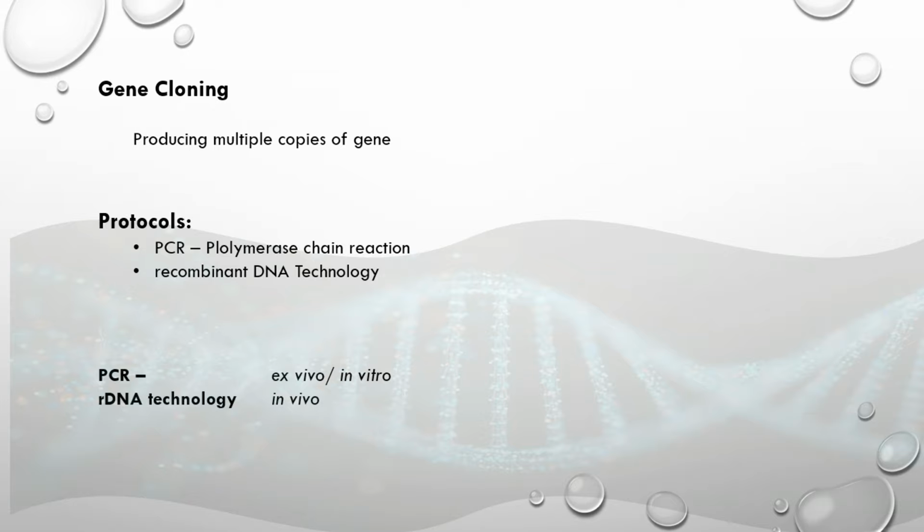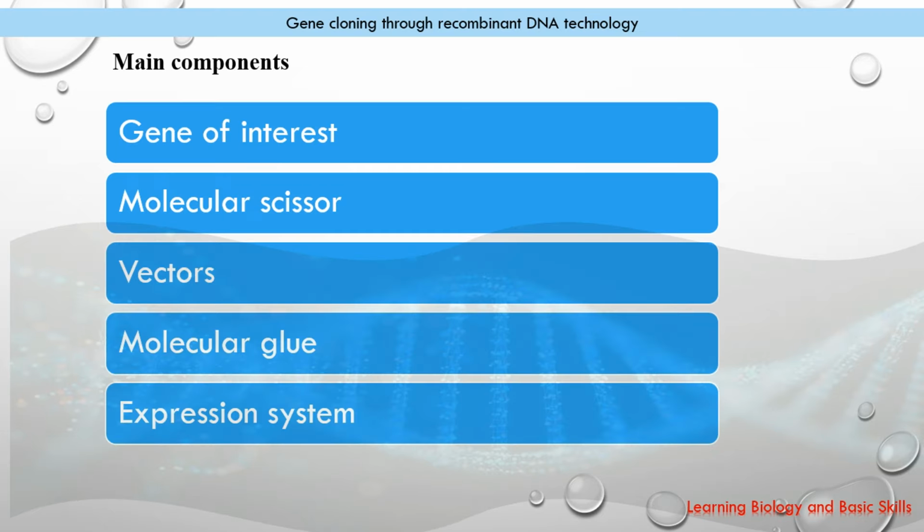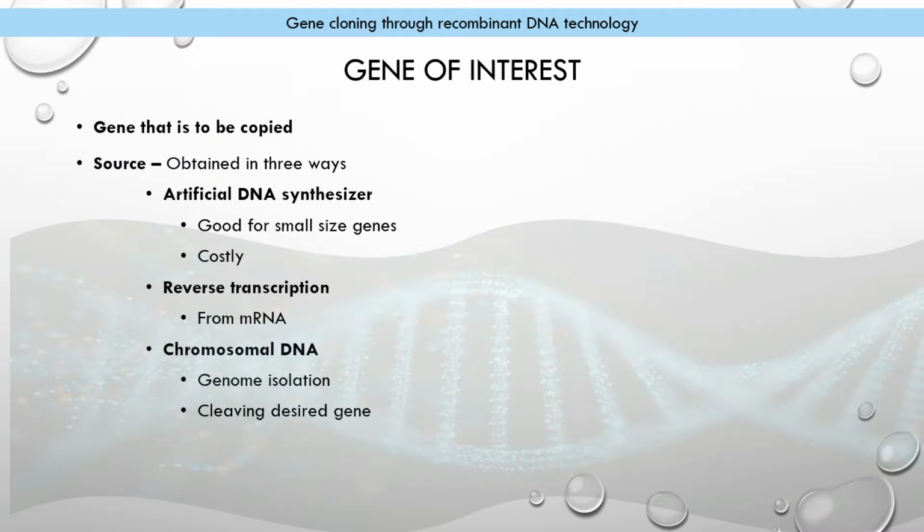PCR is an ex vivo process, while recombinant DNA technology is an in vivo process that involves the use of bacterial cells. The main components of gene cloning through recombinant DNA technology are gene of interest, molecular scissors, vectors, molecular glue, and the expression system.